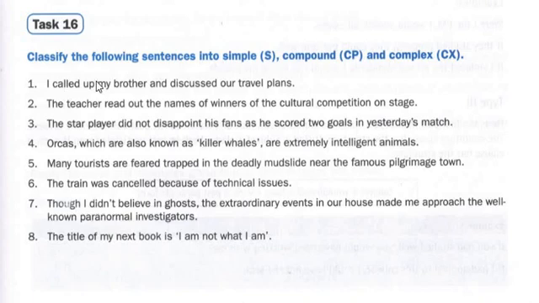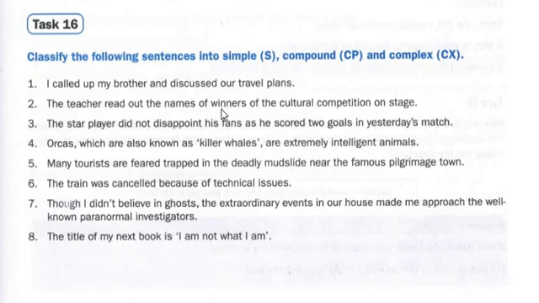Here, I called up my brother and discussed our travel plans. So is it simple, complex or compound? Can you find a coordinating conjunction here? Yes, it's a coordinating conjunction. I called up my brother is one independent clause. I discussed our travel plans, with I implied here, is another independent clause. So this is a compound sentence.